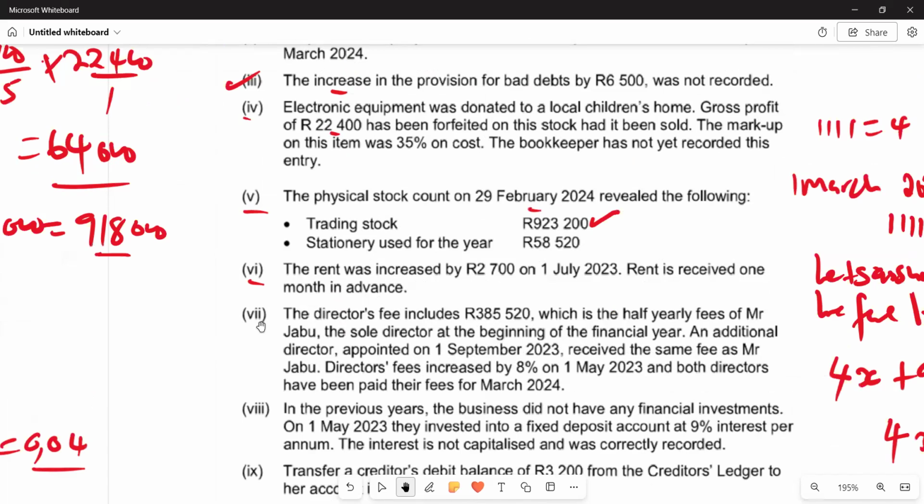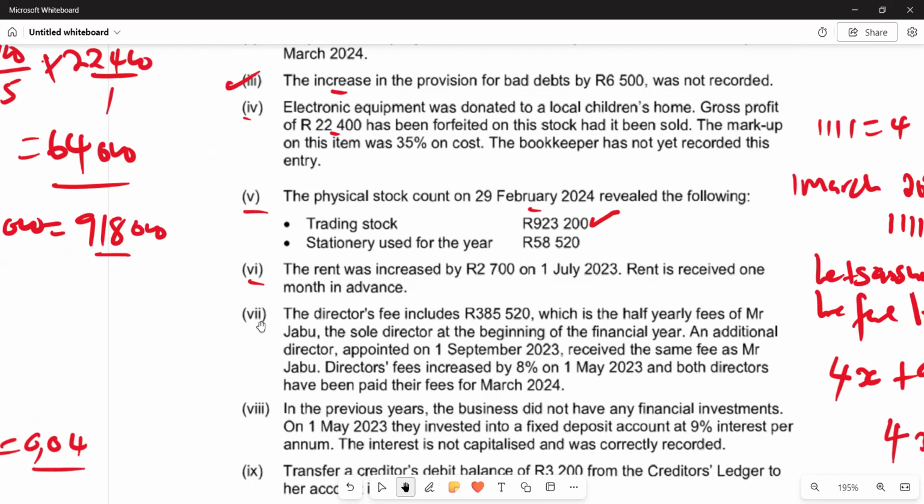Item 7 reads, the director's fees includes 385,520, which is the yearly fees of Ms. Jabu, the sole trader at the beginning of the financial year, and an additional director appointed on 1 September 2023 received the same fee as Ms. Jabu. Director's fees increased by 8% on 1 May 2023, and both directors have been paid their fees for March 2024. So what does it mean?